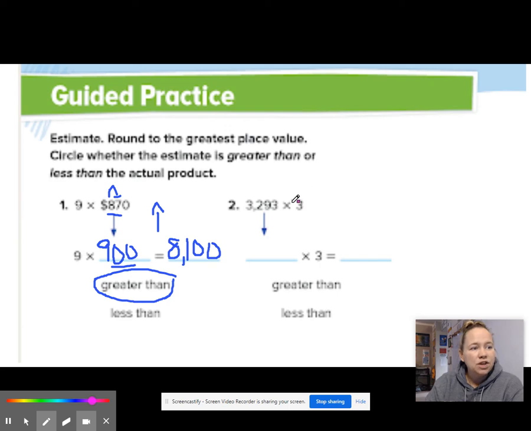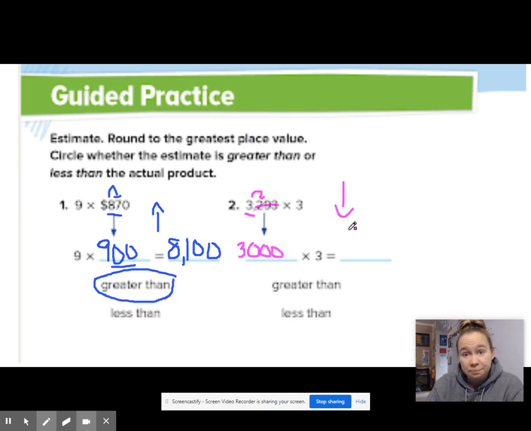So remember, they don't want us to round this single digit number. We're going to leave that alone. So 3,293, we're going to round to the greatest place value. Next to it is a 2, which is little. So the 3 will stay and everything else becomes a 0. So I need 3 zeros. And remember, it's important to keep in mind that I rounded down.